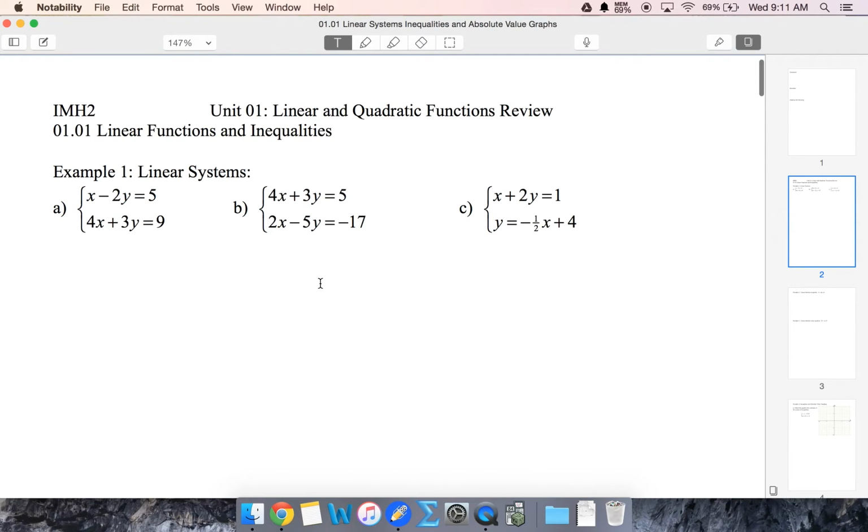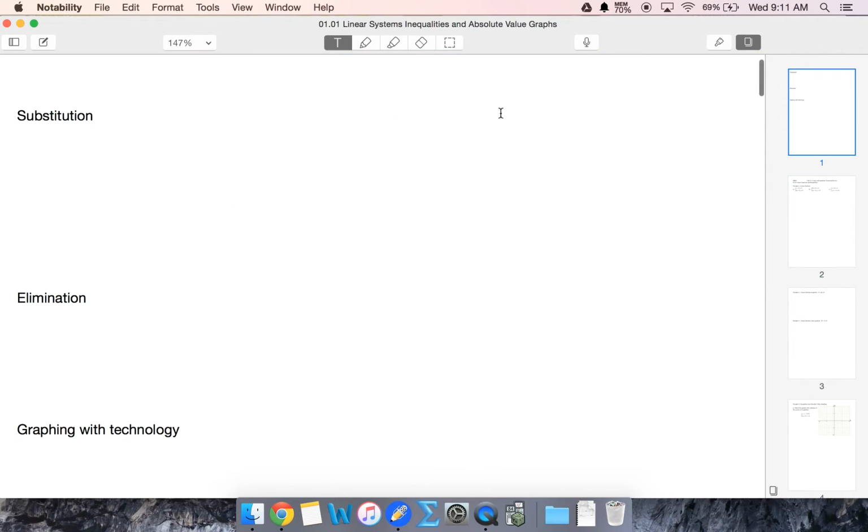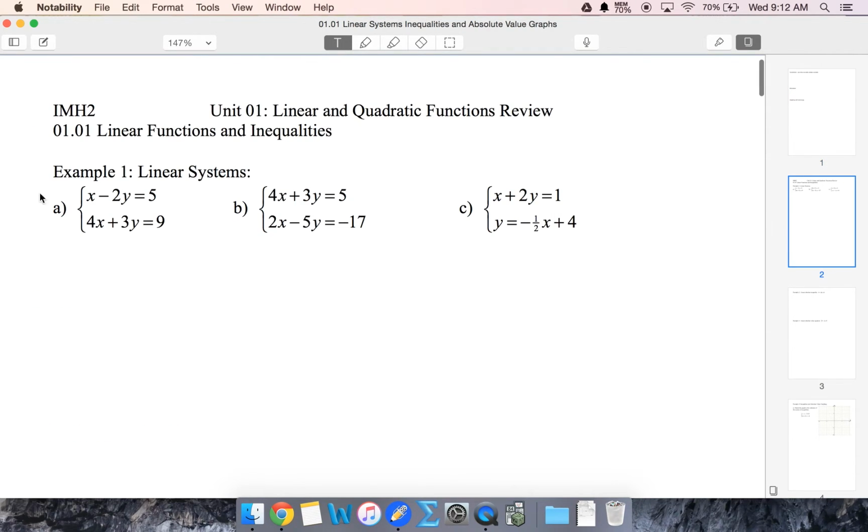So let's go back and look at our different equations. We want to use substitution when it's easy to isolate a variable. So substitution we're going to use when we can easily isolate a variable. And I can see that in this first example, it'd be super easy to get x by itself by just moving that 2y to the other side. So I'm going to start with that.